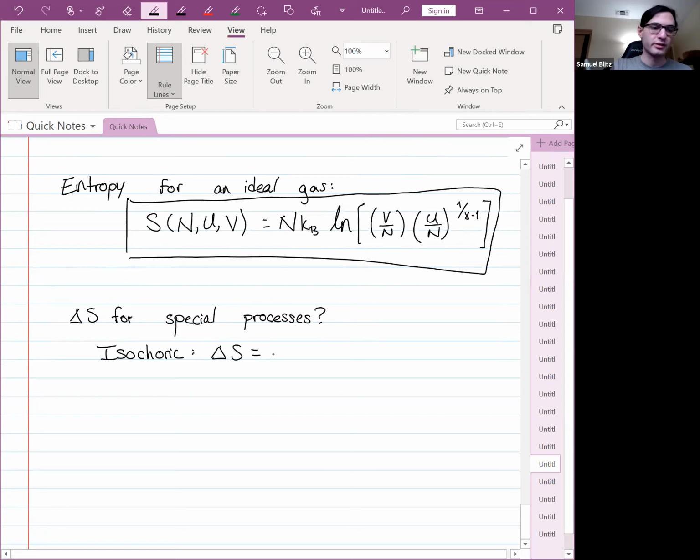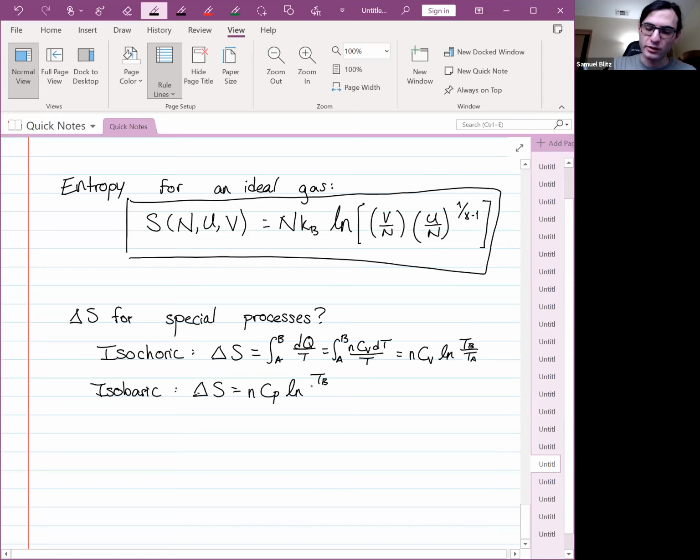We find that delta S, which is an integral from A to B of dQ over T. Well, we know what dQ is for an isochoric process. It's an integral from A to B of nC_V dT over T. This is just equal to nC_V times the log of the ratio of temperatures. For an isobaric process, it's the same thing, but we just have C_P instead of C_V. So delta S is equal to nC_P times the log of the ratio of temperatures.